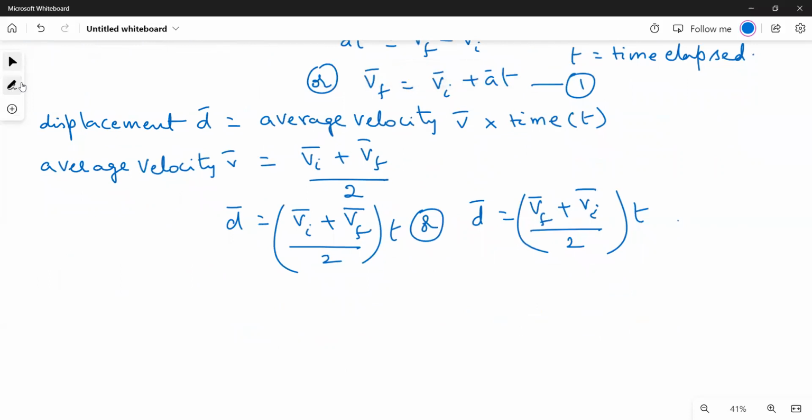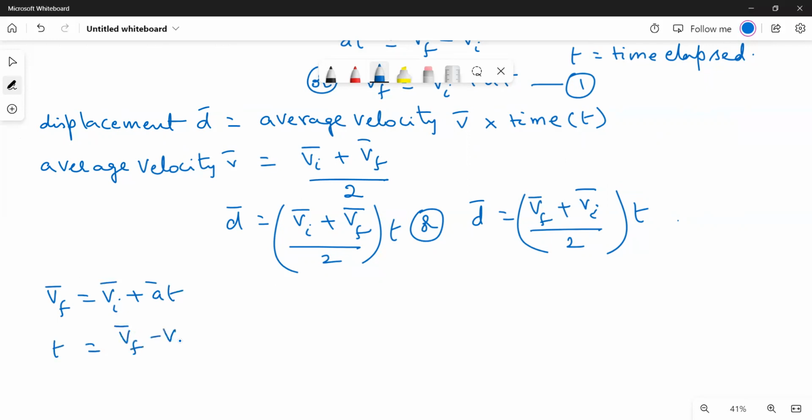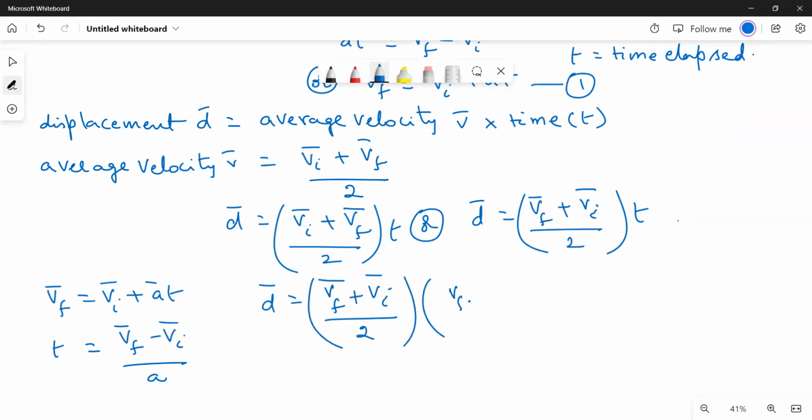Now instead of T, I will use the first kinematic equation. We know Vf is equal to Vi plus At, so T is equal to Vf minus Vi over A. This I will substitute here. So D is equal to Vf plus Vi over 2 times Vf minus Vi over A.